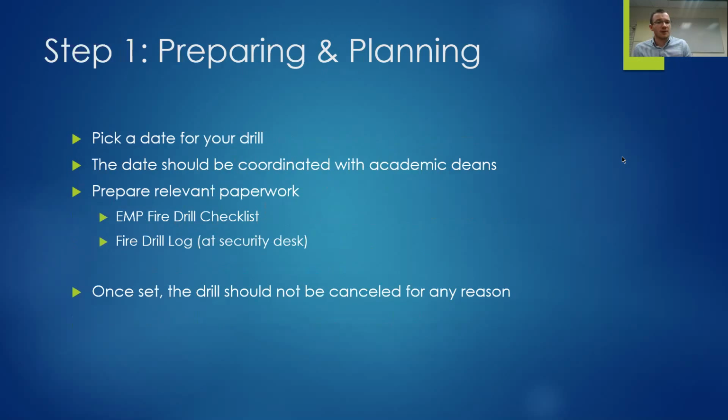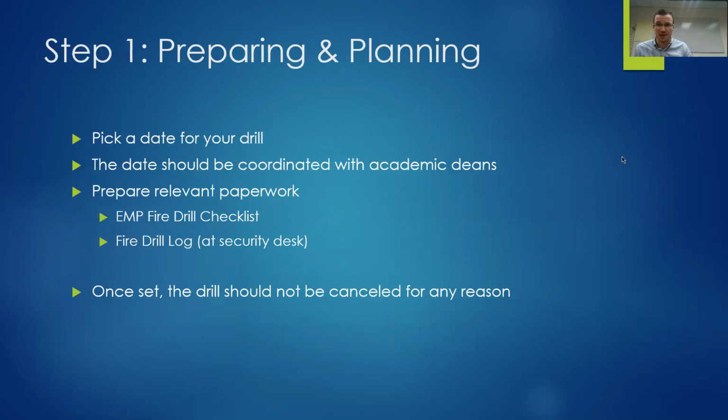We want to prepare the relevant paperwork. So there are 2 pieces of paper that we need you guys to fill out in conjunction with fire drills. The first is the emergency preparedness fire drill checklist. You'll be able to find a copy that you can download in the description of this video. So there'll be a link to it. I will also email it out to all of you guys so you have it.